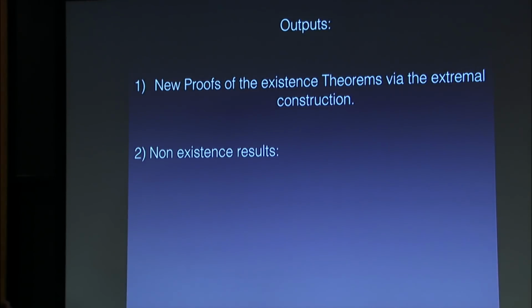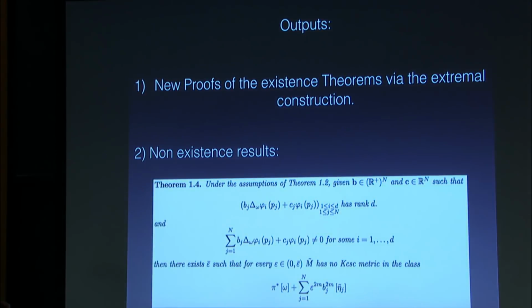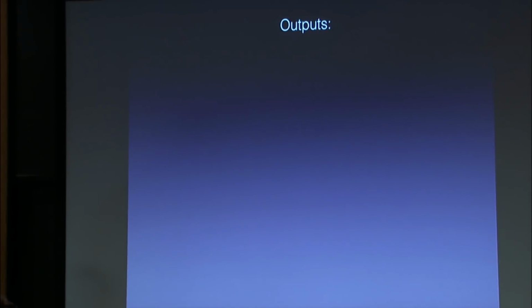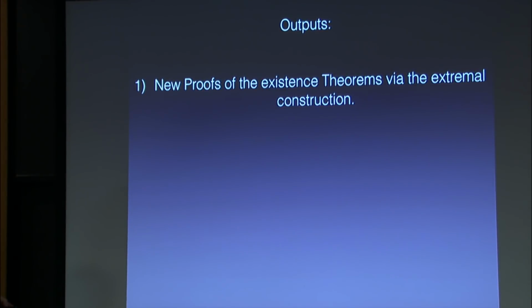Yeah, so okay, so new proofs, non-existence results. I mean, this I just rewrote. I mean, if these conditions are not satisfied, then actually the problem was not solvable. Okay. There is an obvious objection that we did to ourselves.